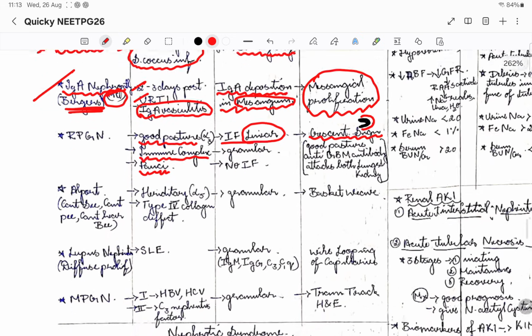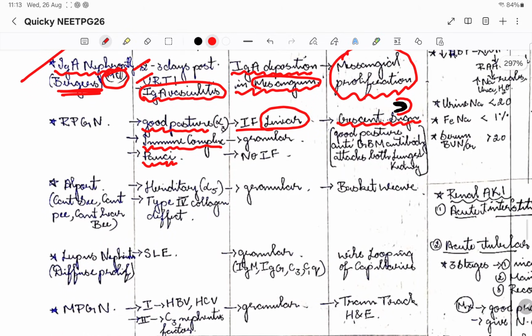So just by the history itself, how can we diagnose RPGN? The patient will be telling both the lung and renal pathology symptoms. So that is how we can think that, oh okay, he might be having RPGN, that is, Goodpasture syndrome might be there. So this is the thing.